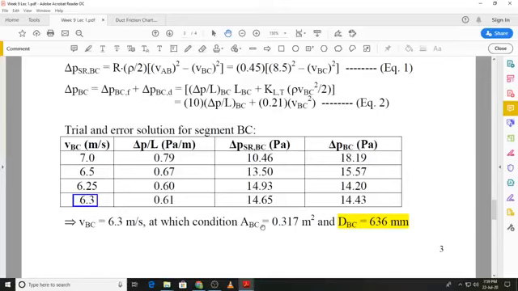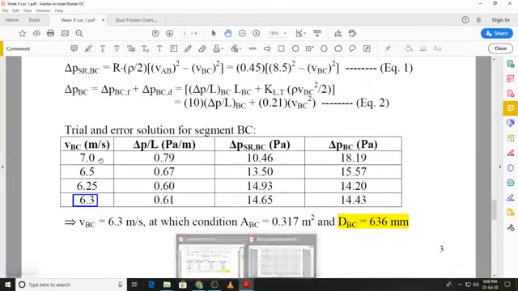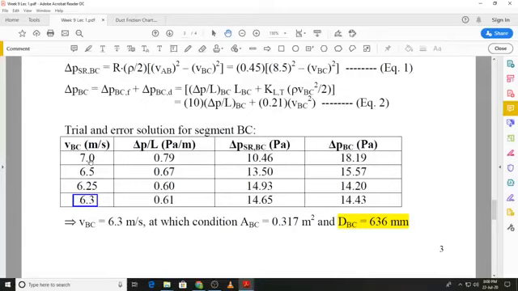Again, divide the volume flow rate by the velocity and then convert this into the corresponding diameter of that segment, that is segment BC, and you get a duct diameter of 636 mm. I will show you these values that we have. We started with a guess of 7 meters, then we went to 6.5 meters, 6.25 and 6.3, and for each we had to find out delta P by L from the friction chart.